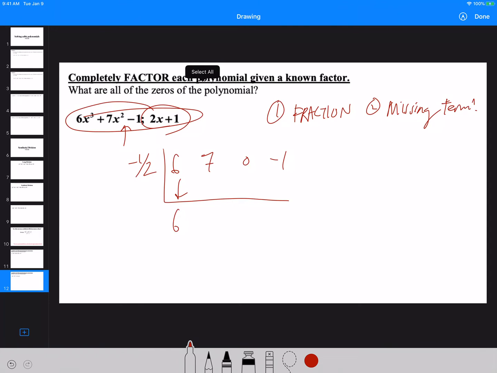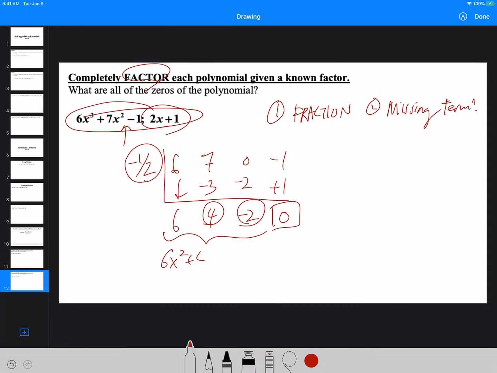6, bring down the 6, and then multiply these two, -3, 4. 4 times -1/2 is -2, -2. And then once you multiply those two, it gives you +1, it gives you a 0. Once again, you should have a remainder of 0 because it asks you to completely factor the whole thing. Now this is read as 6x squared plus 4x minus 2. Factor out the 2, I get 3x squared plus 2x minus 1.